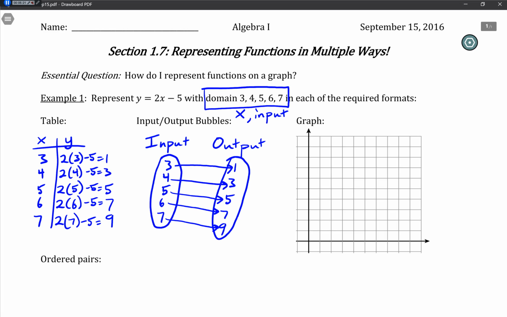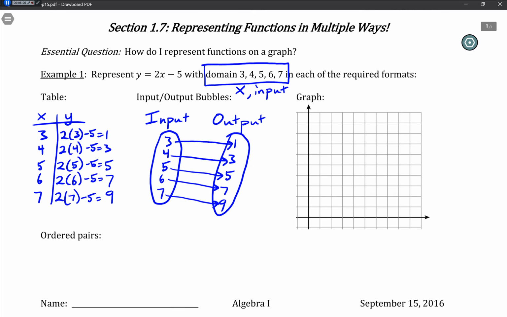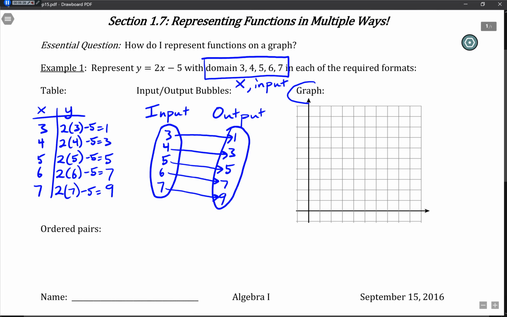Now, here's the sort of new stuff, although again, you've seen this before. I want to make a graph, and in order to make a graph, it's very helpful to have some ordered pairs. So let's start with the ordered pairs part first, and then we're going to go to a graph. If you remember, an ordered pair is just an x and a y. Basically, I'm just saying, hey, here's one input, and the output it matches with.